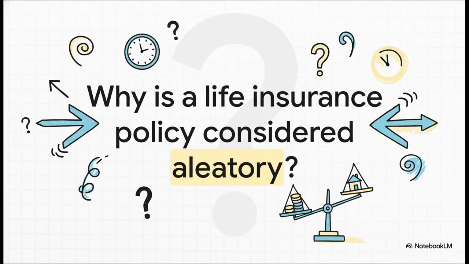This is a why question. Why is a life insurance policy considered aleatory? A, the insurer always pays back what was paid in. B, the benefits depend on an uncertain event, like death. C, both parties have to perform equal duties. Or D, the contract is always temporary. Think about the life insurance example we just talked about.